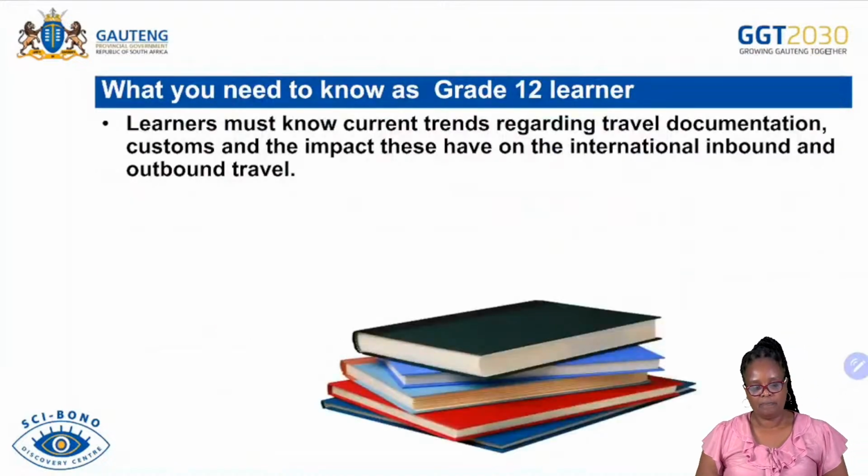On this topic, you grade 12 learners are going to learn about the current trends regarding travel documentation. You'll be learning about customs, what happens at the border gates and at the airports when you arrive. You'll also learn about the impacts this has on international inbound and outbound travel. It means those who are coming into the country, the inbound, and those who are going out of the country, the outbound.